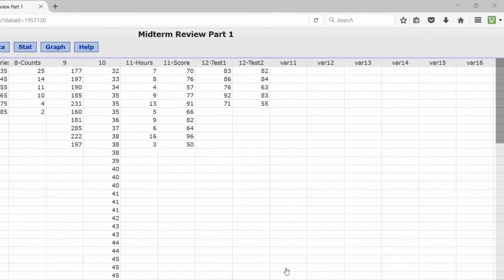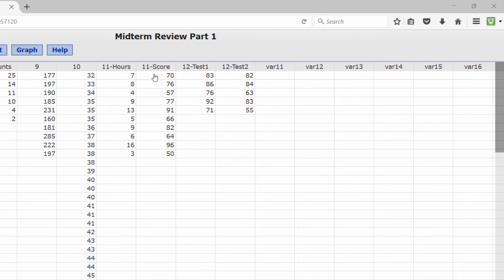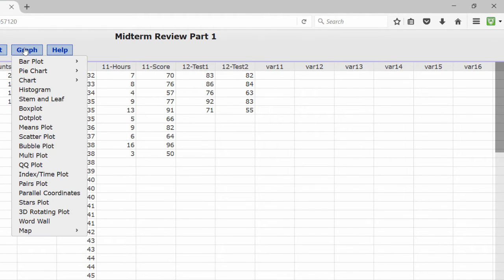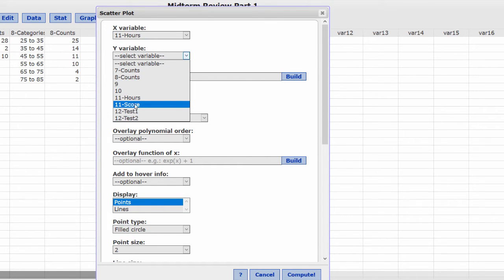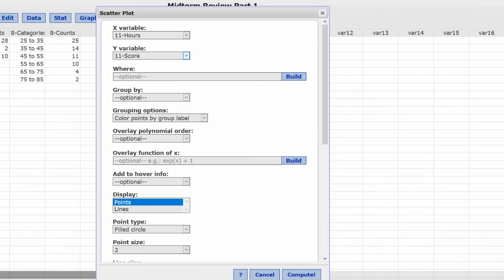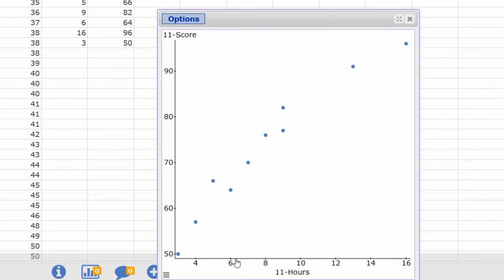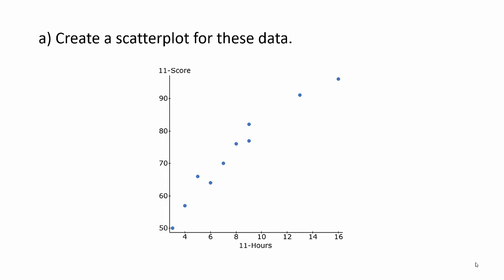To create a scatter plot for the two columns 11 hours and 11 score, press Graph, Scatter Plot, select the X variable, hours, 11 hours, and the Y variable, which were the scores, 11 score. Press Compute, and there is our scatter plot.